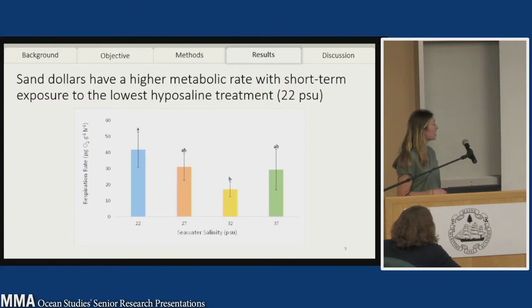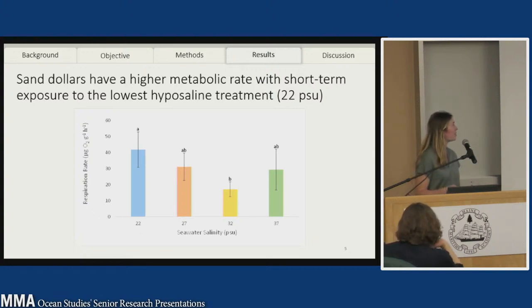So as you can see, sand dollars exposed to the 22 PSU salinity treatment had about twice as much oxygen consumption as those sand dollars exposed to the 32 ambient salinity treatment, whereas those exposed to the 27 and the 37 salinity treatments had intermediate respirations compared to those of the lower and ambient treatments. So histograms that are sharing a letter are not significantly different from one another.